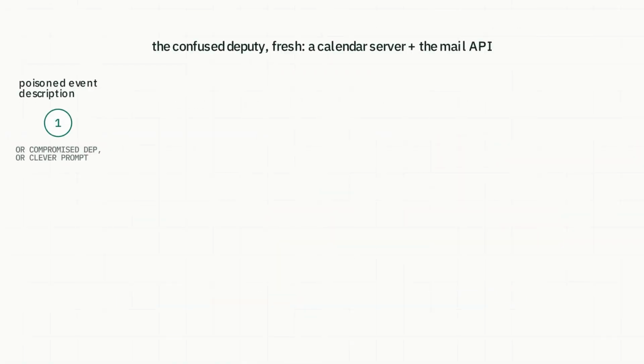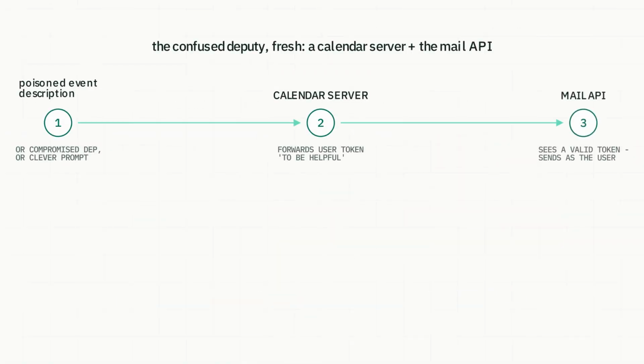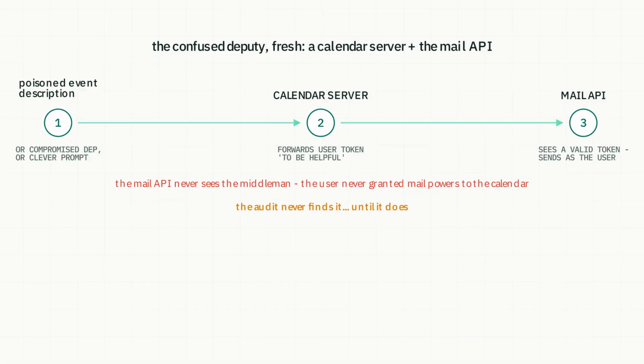Make the confused deputy concrete, because the name is old and the failure is fresh. Your calendar MCP server, to be helpful, forwards the user's token to the mail API when creating invitations. The mail API sees a valid user token and obliges. Now anything that can influence your calendar server, a poisoned event description, a compromised dependency, a clever prompt, can send mail as the user, with the calendar server as the unwitting deputy.